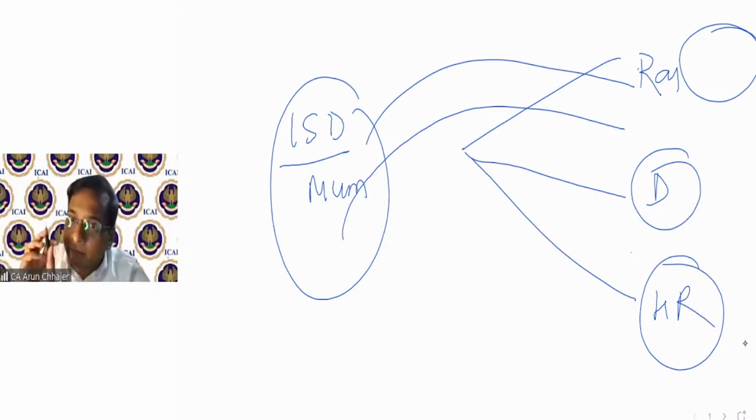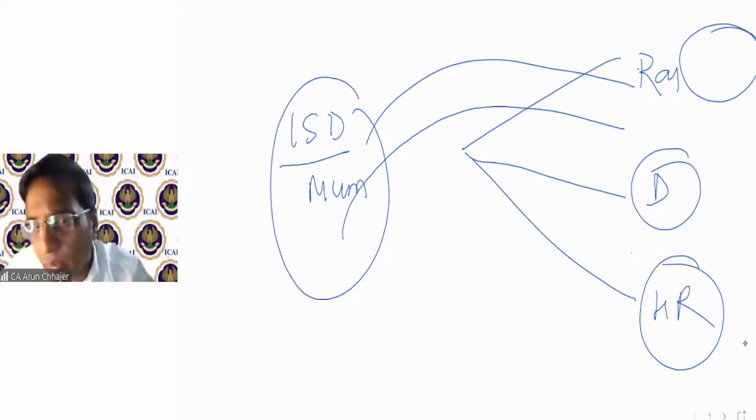So that is the main logic why the ITC, eligible as well as ineligible, is to be distributed by the ISD to the recipient branches. I hope it is clear. If I quickly confirm.